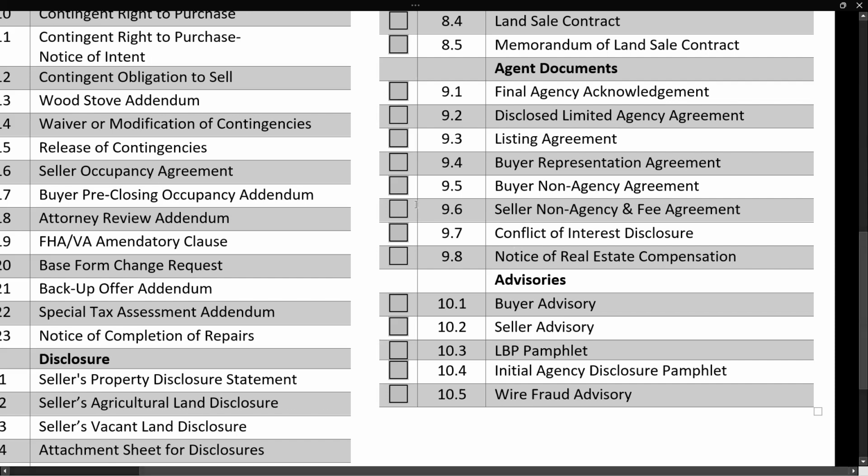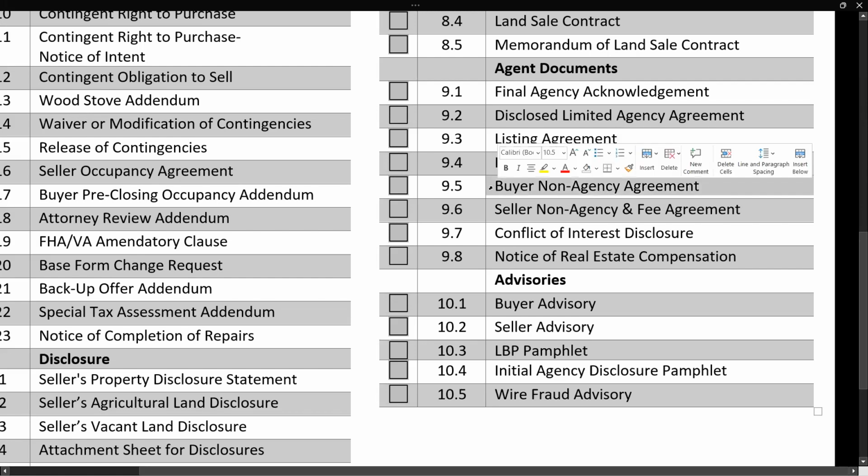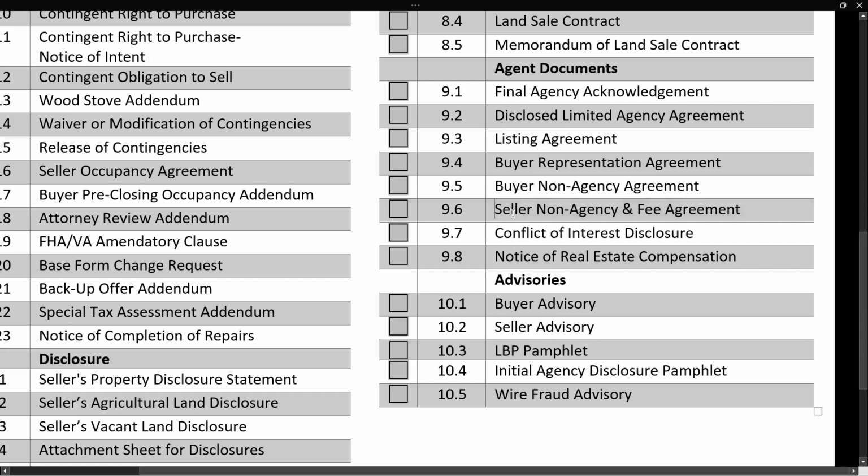The non-agency agreements, 9.5 and 9.6, are designed for when an agent is in a transaction with an unrepresented buyer or a for sale by owner seller. In one of these cases, you want to make sure that the other party, the non-represented party, understands that you as an agent do not represent them. You are the seller's agent. You are not the buyer's agent. You are the listing agent, or the buyer's agent. You are not the seller's agent.